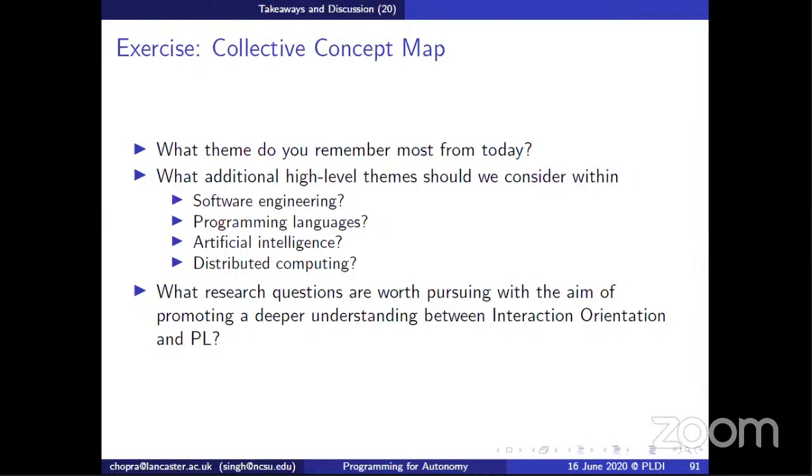And the bigger question is, what research questions are worth pursuing with the aim of promoting a deeper understanding between interaction orientation, the kind of approach, concepts, and abstractions that we have discussed in this tutorial, and programming languages, which for the most part has gone in a different direction? So what research questions would be worth pursuing here to promote a deeper understanding?